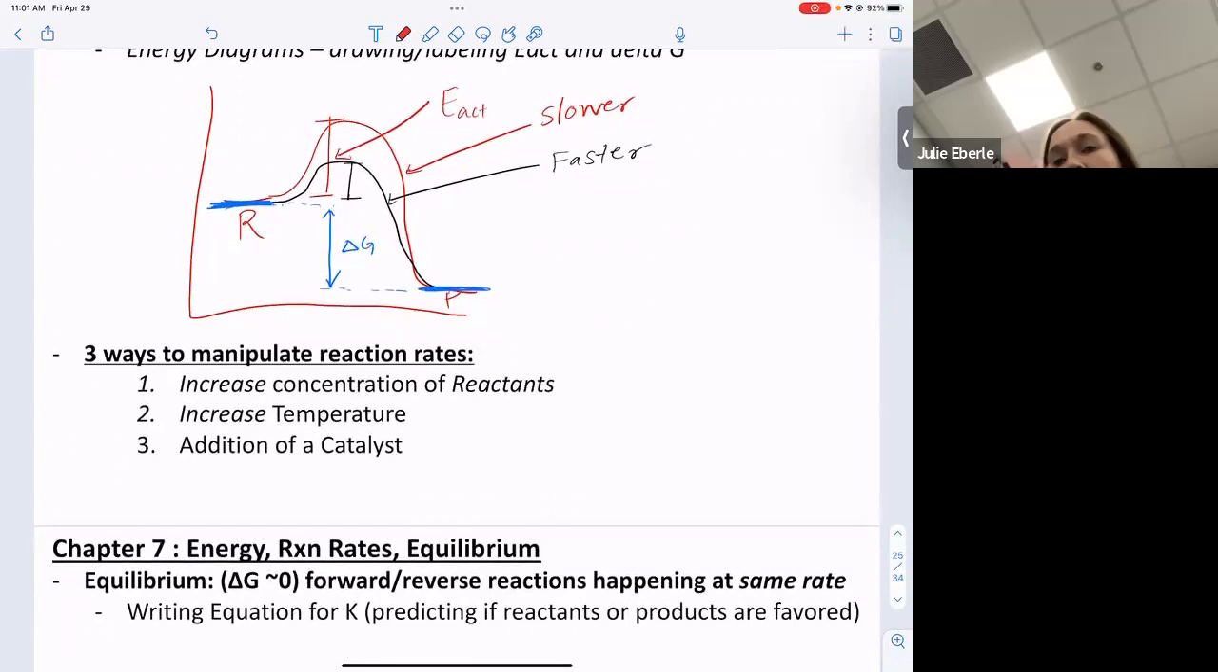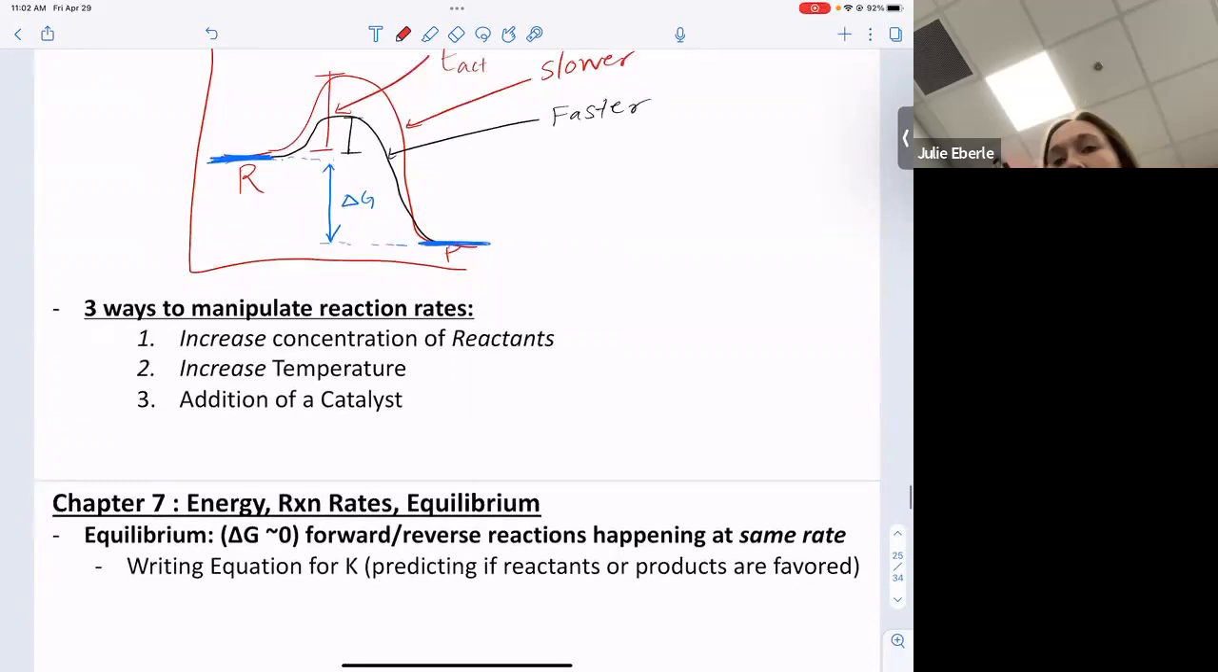So that's energy diagrams. And then we said there's 3 ways to manipulate reaction rates or increase them. If we increase the concentration of the reactants, you increase the rate. You increase the frequency and the forcefulness of the efficient collisions. And if you increase the temperature, you can increase the reaction rate that way. And if you add a catalyst, it'll overall increase the rate because you're lowering the activation energy by bringing the reactant molecules close together in proper orientation. So these are ways to increase reaction rates.